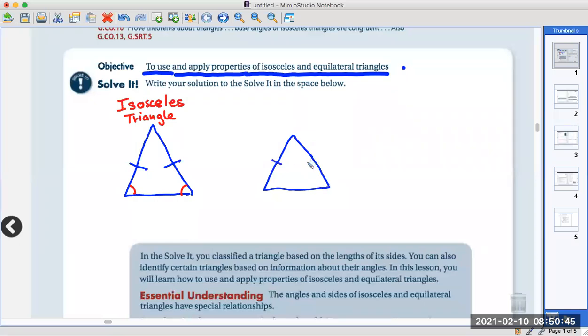So remember, the sides are shown by these dashes or tick marks, as I call them. All three sides are equal, and that also means that all three angles are equal. That's called an equiangular and equilateral triangle. Now think about it. If you know that all three angles are equal and their sum is 180, what do you suppose each angle measures?